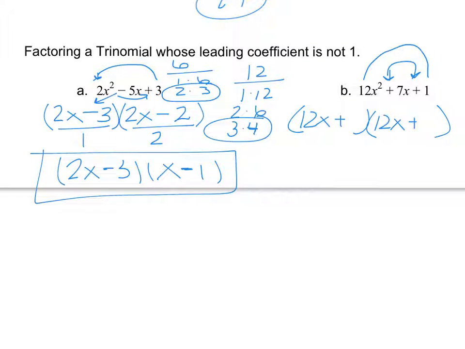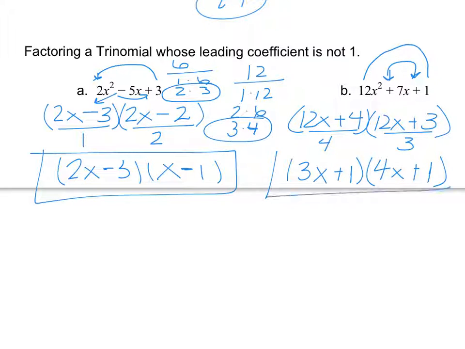So 4 and 3 is 7. We put the larger number in the first parentheses and the smaller in the second. Now I made everything a little bit bigger by putting two 12s in here. So I'm going to take each of these and divide by their greatest common factor. So the biggest number that divides 4 and 12 is 4. The biggest number that divides 12 and 3 is 3. This leaves me with 3x plus 1 and 4x plus 1. And this is the factored form of that expression.